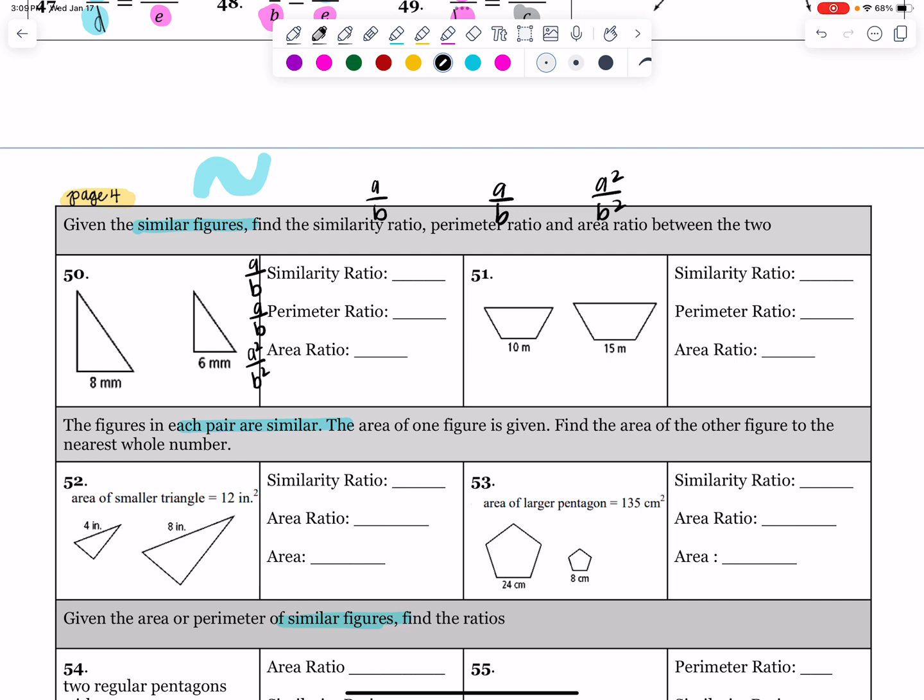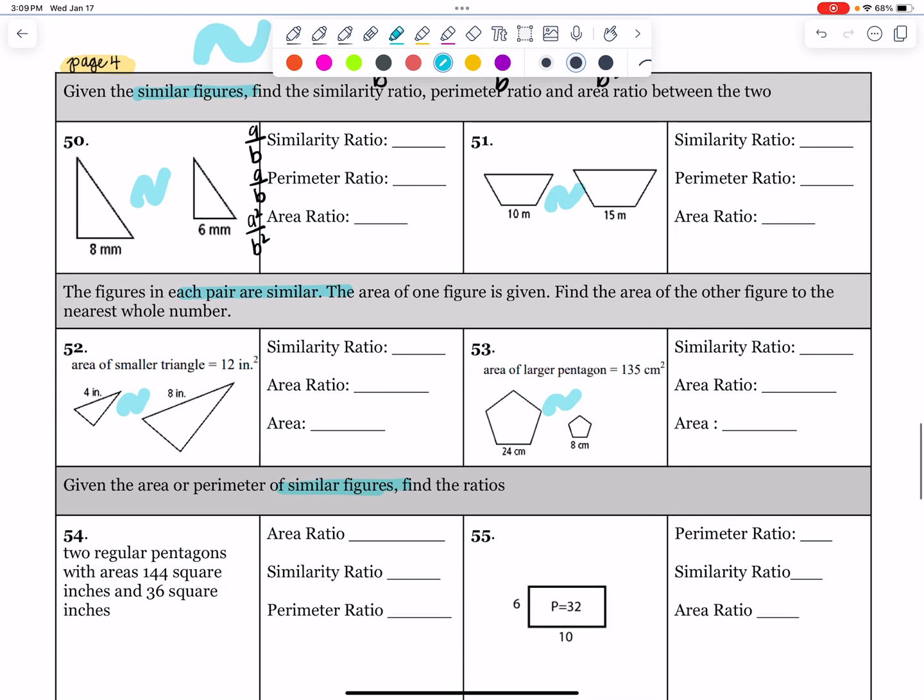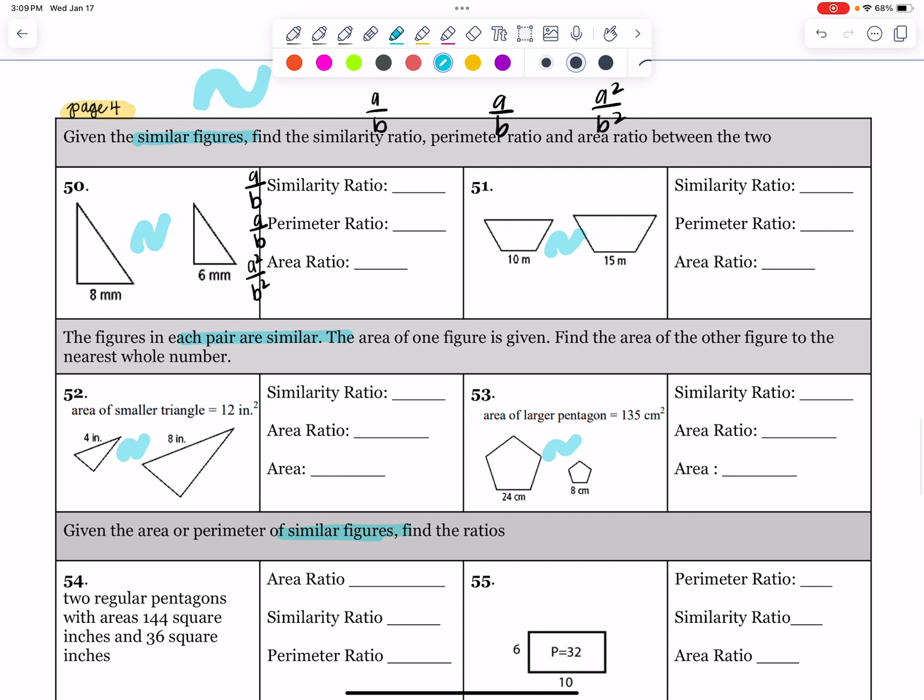So in number 50, they're both triangles. We were told that they're similar. So every single one of these problems, I'm told that these shapes are similar from the beginning, so I am able to create these relationships. And so what we're going to do is find the similarity ratio by comparing the two corresponding parts of the figures. All I have in the picture is a piece of the bottom of one of the triangles, and that is going to correspond to the bottom of the other triangle. And so I can write a similarity ratio between these.